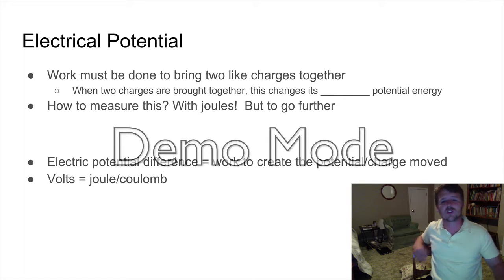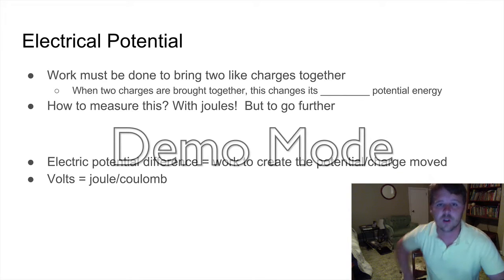So which one's stronger? I should say, which one has a higher energy? The 24 volts. Because there's 24 joules per coulomb. So it's good to kind of imagine the bottom as being 1 coulomb.